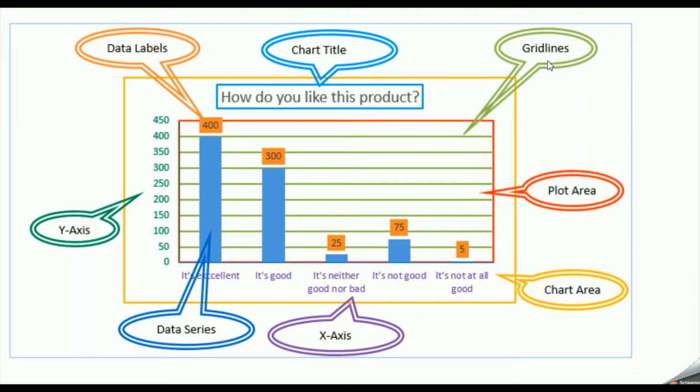Next is grid lines. You can see here the green lines on the chart. These are the lines that run from each category on the x-axis and from each value on the y-axis. The line is starting from here and ending here, so it is covering the x-axis as well as the y-axis. These lines are called the grid lines.